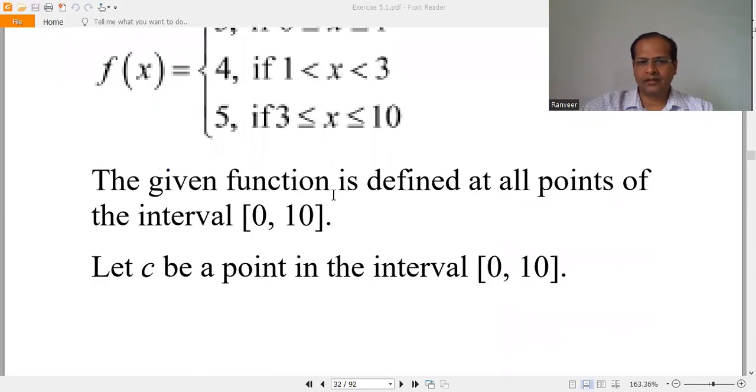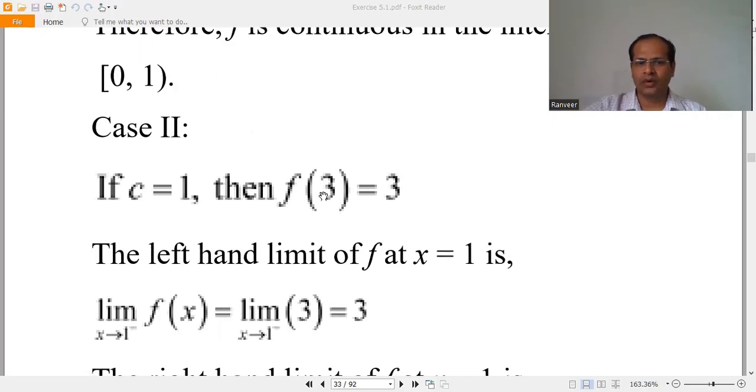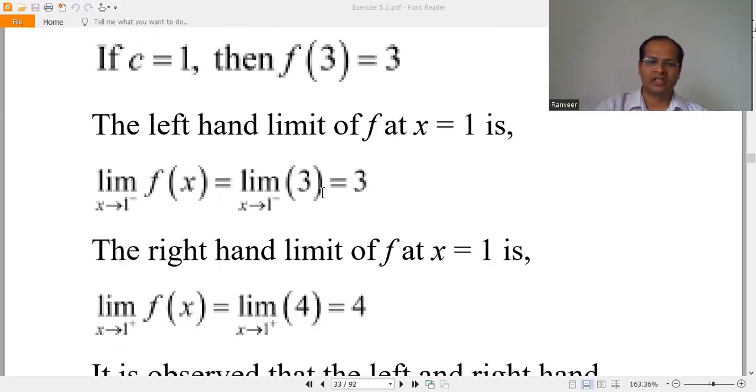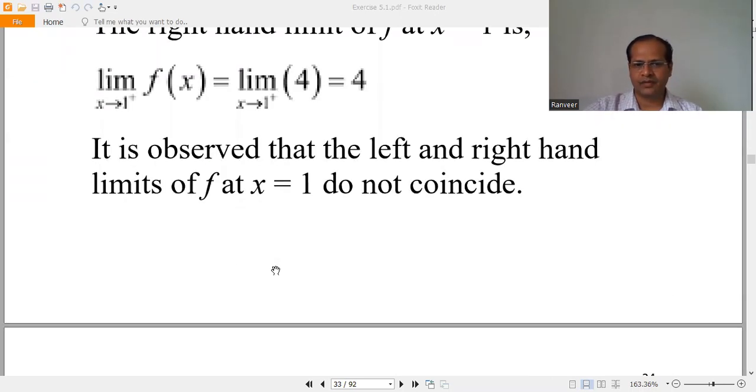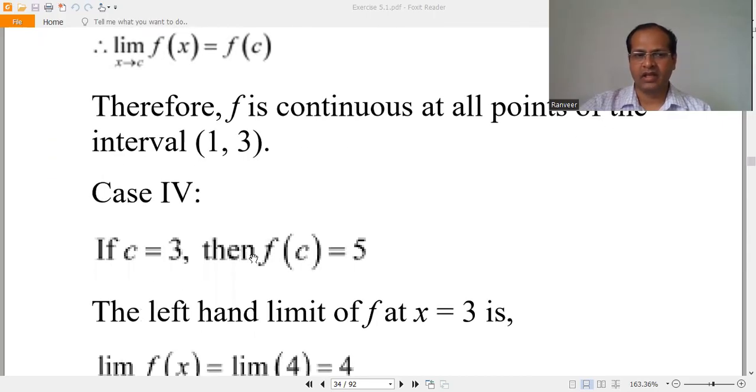First of all, from 0 to 1, if we check, this is continuous. At C equal to 1, one value is 3 and the other value is 4. Definitely the function is not continuous at C equal to 1, as the values do not coincide. Case 3, from 1 to 3, the function is continuous at all the points from 1 to 3.